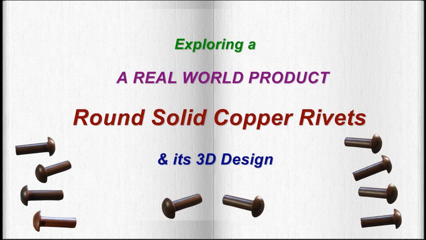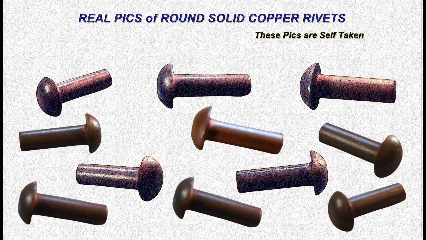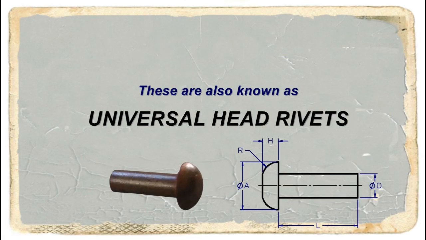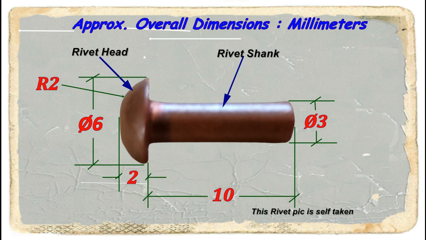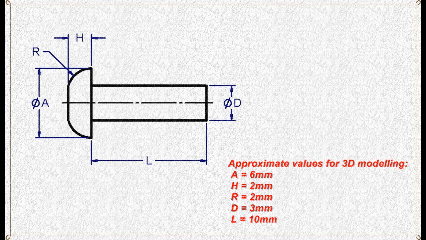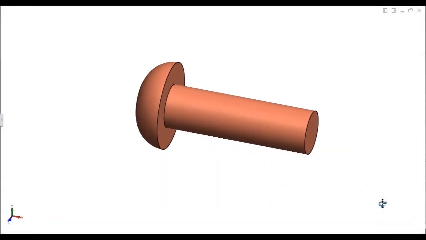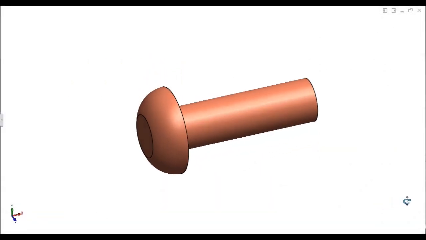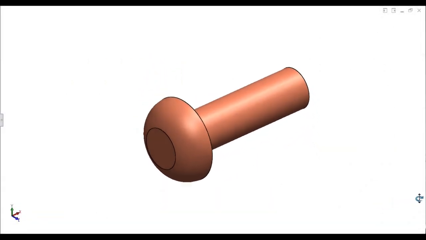Let's explore a real world product, round solid copper rivet in 3D. These are the real pics of round solid copper rivets, also known as universal head rivets. Approx dimensions: rivet head 6 mm dia, rivet shank 3 mm dia, shank length 10 mm. Alphabetical parameters. Let's preview the final 3D design of this copper rivet.